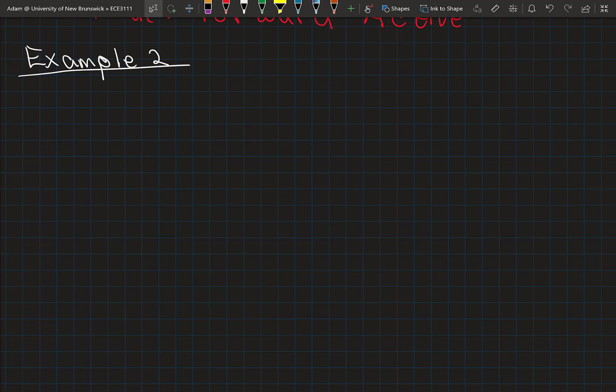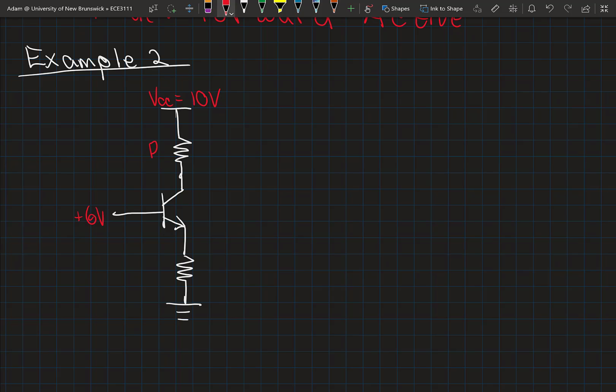Okay, so let's do a slightly modified version of our circuit. I'm going to connect the emitter resistor to ground this time. I'm going to assume we have 6 volts applied to the base, and we have 10 volts applied to the top of the collector resistor. So VCC is 10 volts. We're applying 6 volts to the base. This collector resistor is 4.7 kiloohms. The emitter resistor is 3.3 kiloohms.